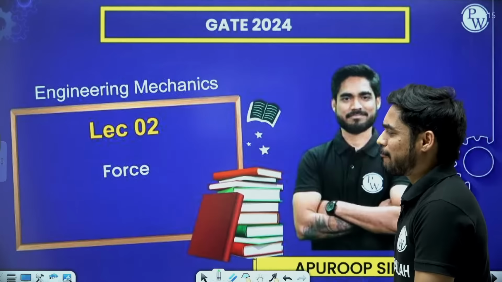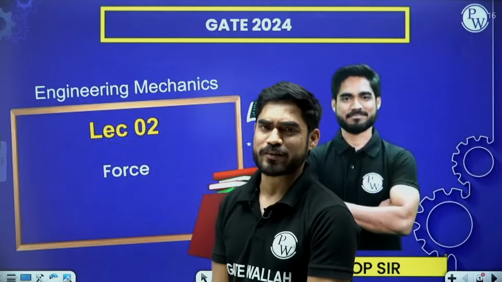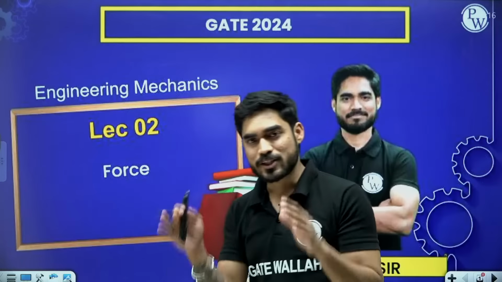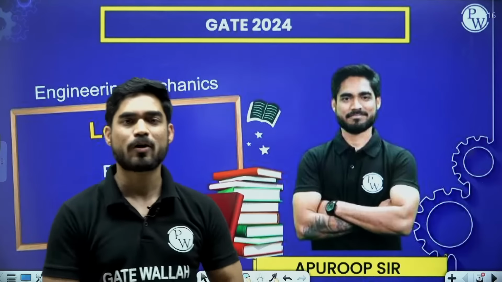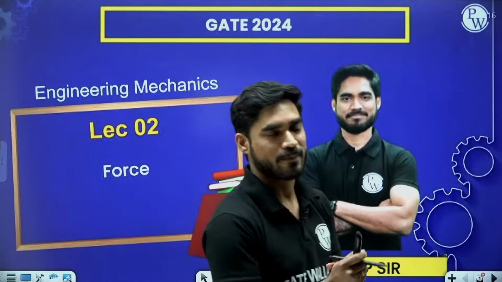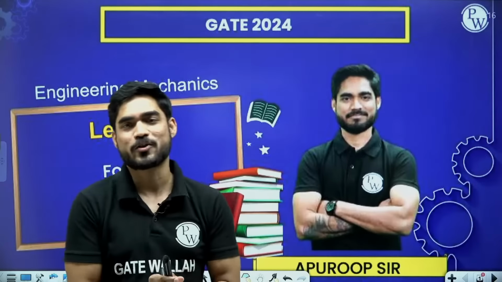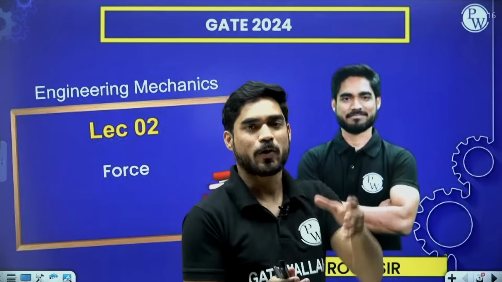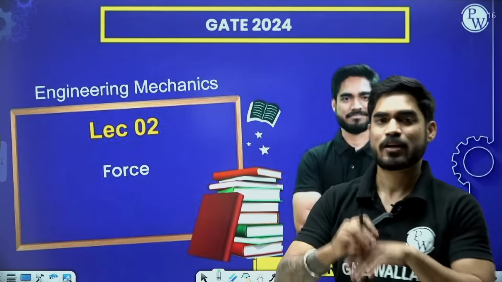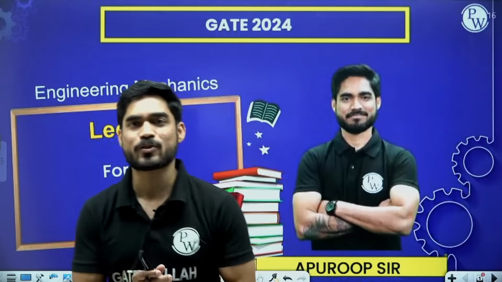Now, although it is the second lecture of engineering mechanics, technically it should be the first, because in the last class we just had an introduction of engineering mechanics. I told you about the syllabus, the books, how these chapters are divided, and how we are going to proceed with this subject, right? So this is officially the first lecture of engineering mechanics, because from this point onwards we are going to discuss all the theories, all the concepts, all the numericals.